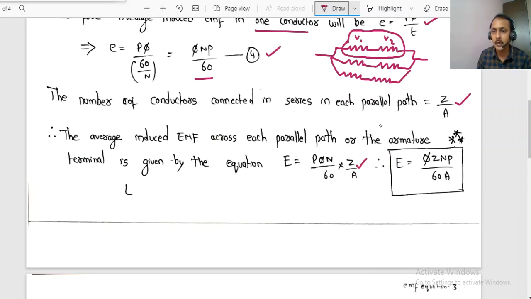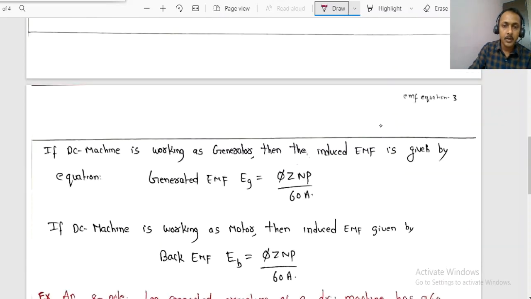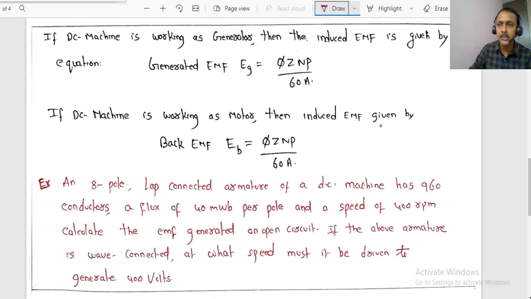Understood? Right. So based on this, E equals φZNP by 60A, where φ indicates the flux, Z indicates the number of conductors, N indicates the speed in RPM, P the number of poles, A the number of parallel paths. Now if the same DC machine is a generator, this induced EMF we will denote with the letter EG, generated EMF or induced EMF.